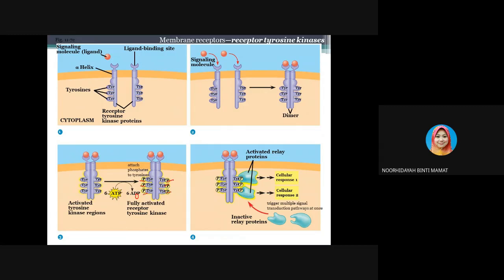This is why we call it receptor tyrosine kinase. The phosphates bind to the tyrosine, and then it will fully activate the receptor tyrosine kinase. Once the phosphate has been attached to the tyrosine, it will fully activate this receptor. Then it will activate the proteins and relay the signal to different processes. So it will trigger multiple signals.